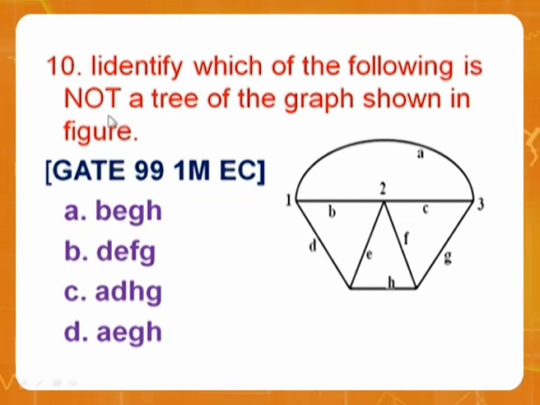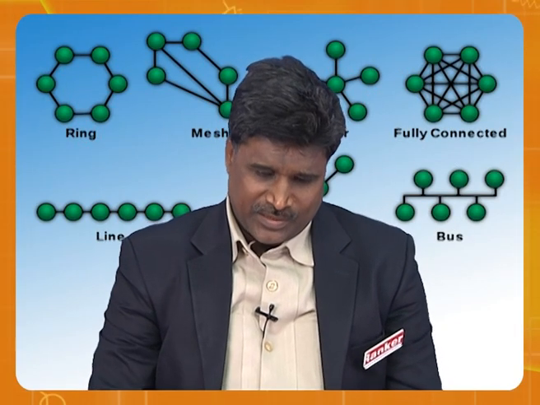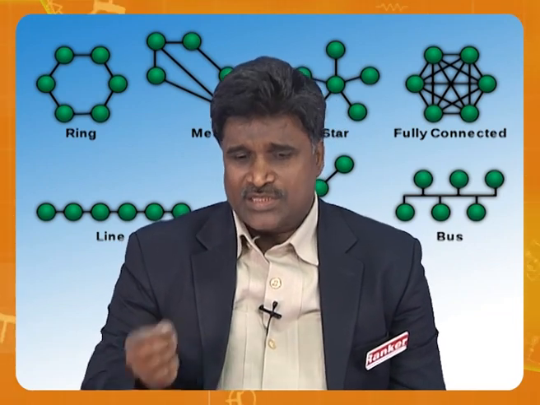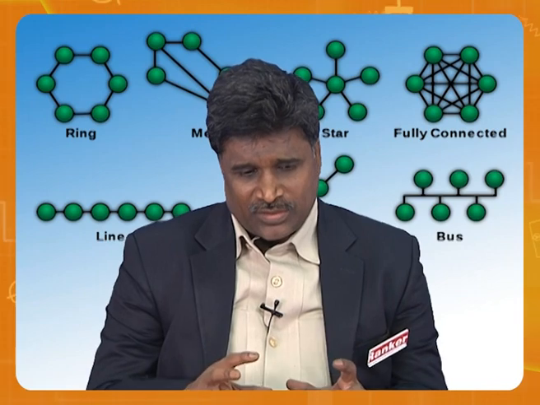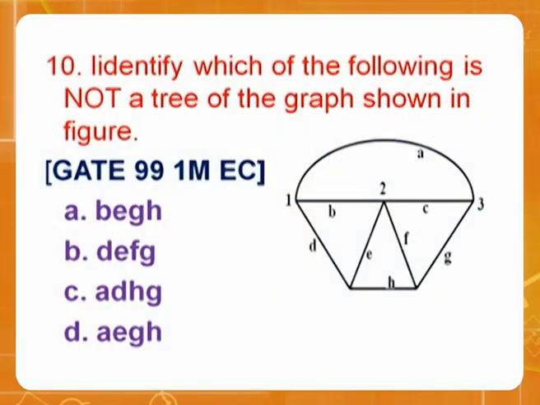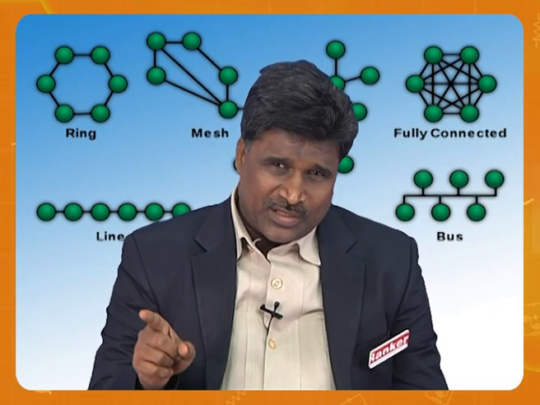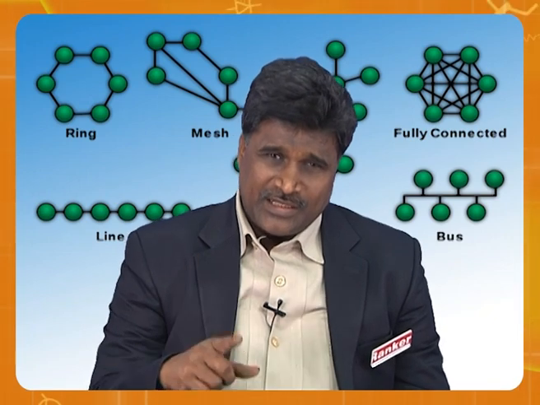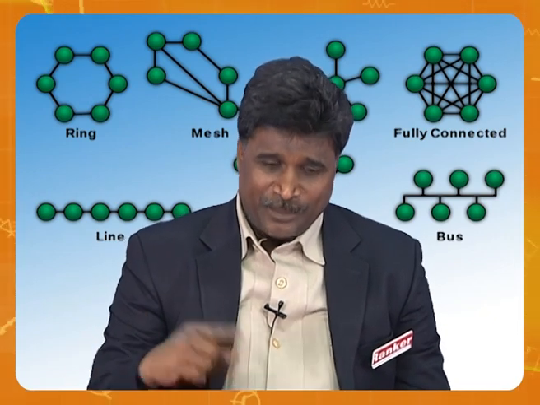Identify which of the following is not a tree of the given figure. Look at this figure. He has given A, B, C, D. This came in GATE 99, 1 mark. You may wonder, 1 mark, such a big circuit, no problem. What are we seeking in this problem? He said, which is not a tree. That means, find out from the options given. Wherever current is flowing, call it not a tree. Because tree means no current. As I've been telling, tree breaks the current, link makes the current.